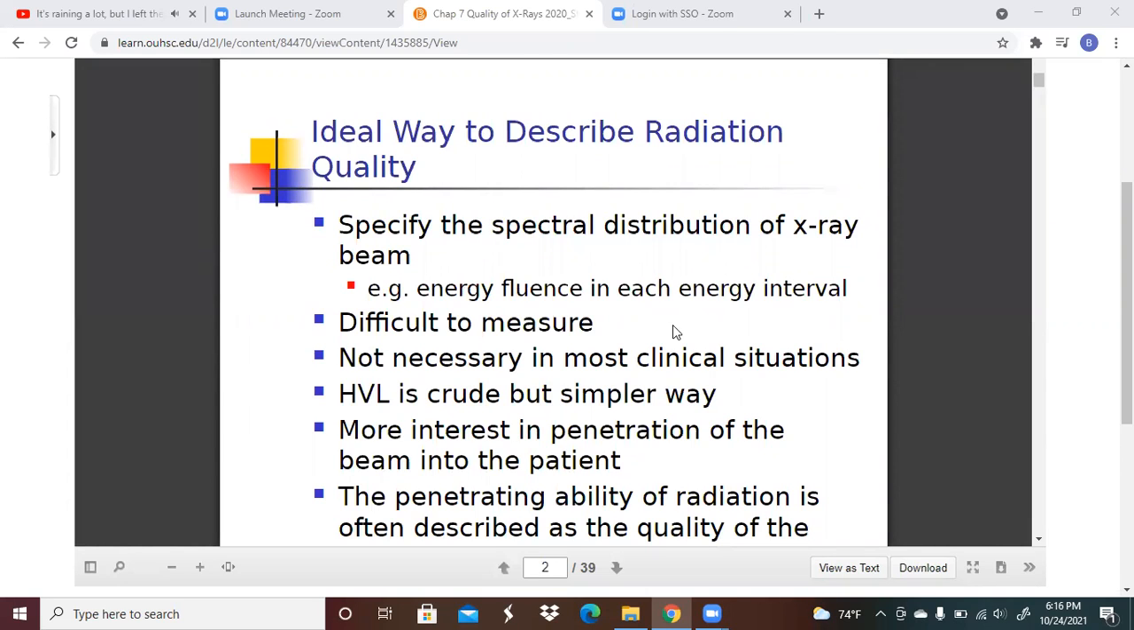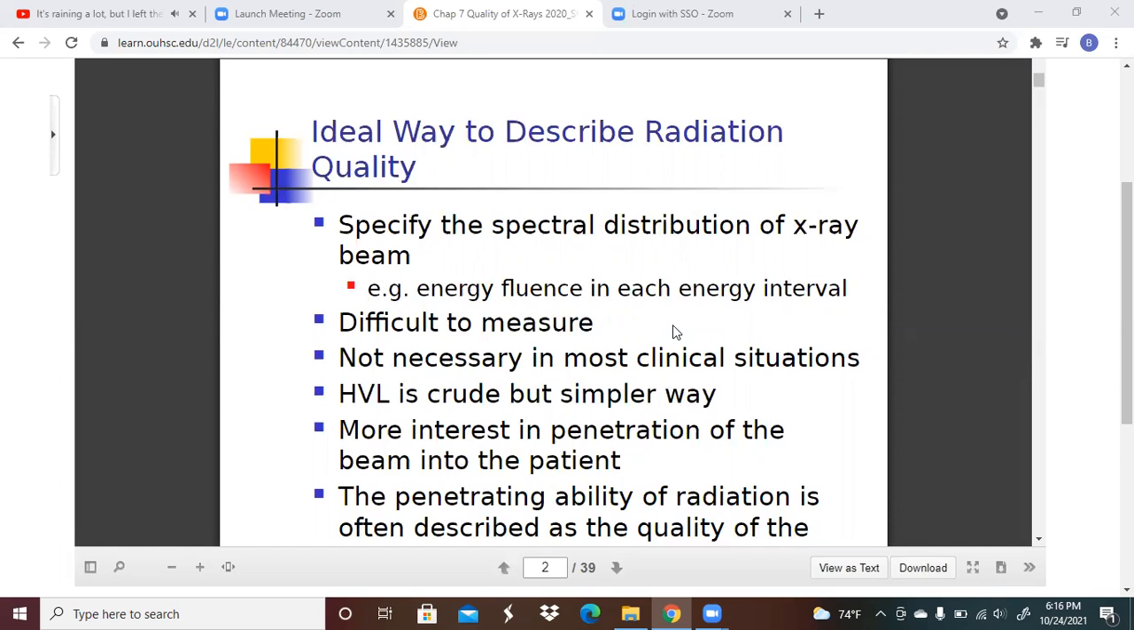So, in looking for an ideal way to describe radiation quality, in other words, what type of electromagnetic radiation do we have? How do we do that? What's the method by which we do that? We're looking to specify the spectral distribution of X-ray beams. In other words, the energy fluence in each energy interval. How is the X-ray beam distributed among energies? And that's what it's attempting to describe.